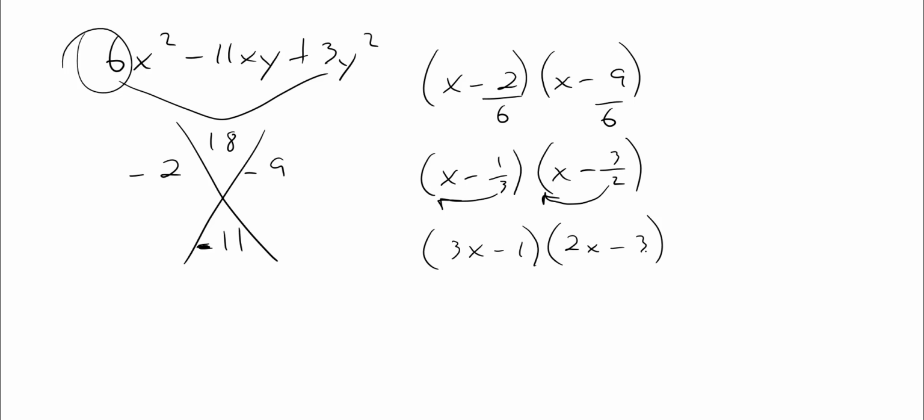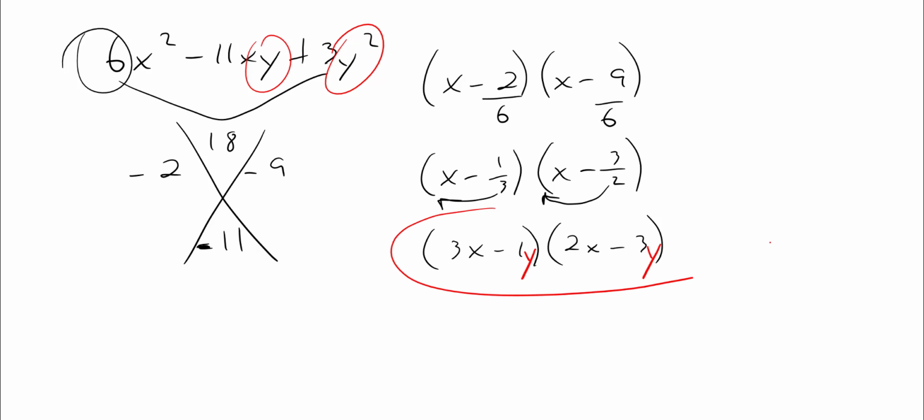All right, but remember, you have the y there. So what do you do? Just add the y here and add the y here. So this is your answer. 3x minus y and 2x minus 3y. Okay?